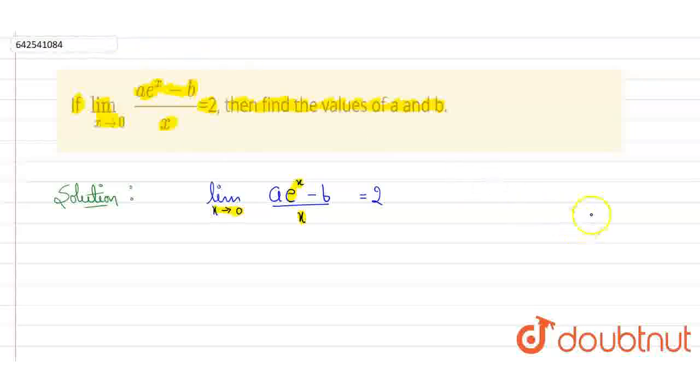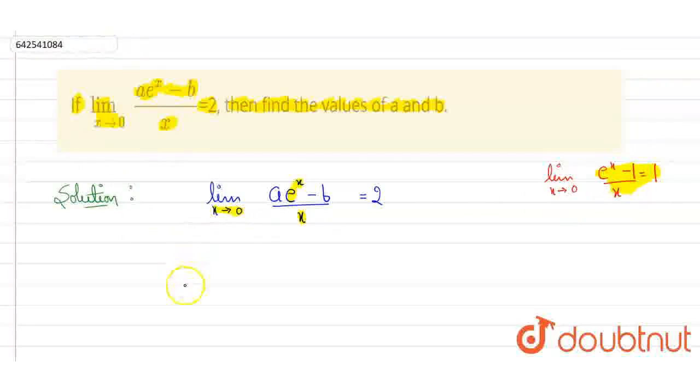So there is a formula which is similar to this, let me write it: limit x tends to 0, e raised to power x minus 1 upon x, which is equal to 1. We know that this value is 1. So in order to get this value, we have to convert this function in terms of e raised to power x minus 1 in the numerator. So how can we do this?